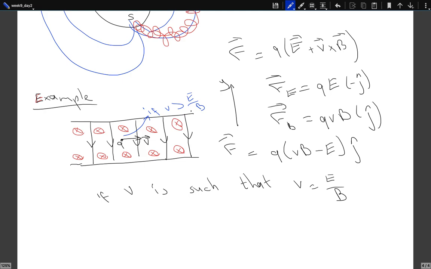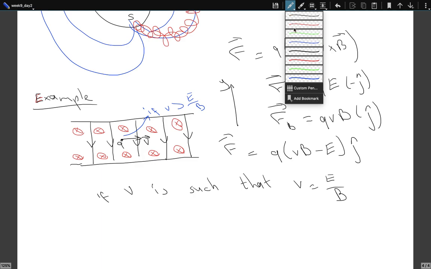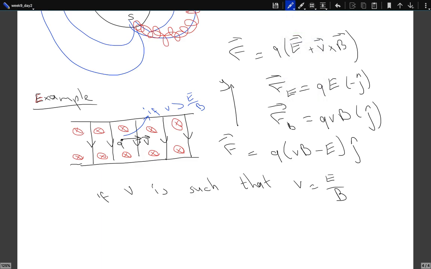If the speed of the object is less than E over B, in which direction will it bend? If it is slower than E over B, well, in that case, the magnetic force will be small, the electric force will be larger, so it will just bend downward. Only if the speed is equal to E over B, it will just go straight.